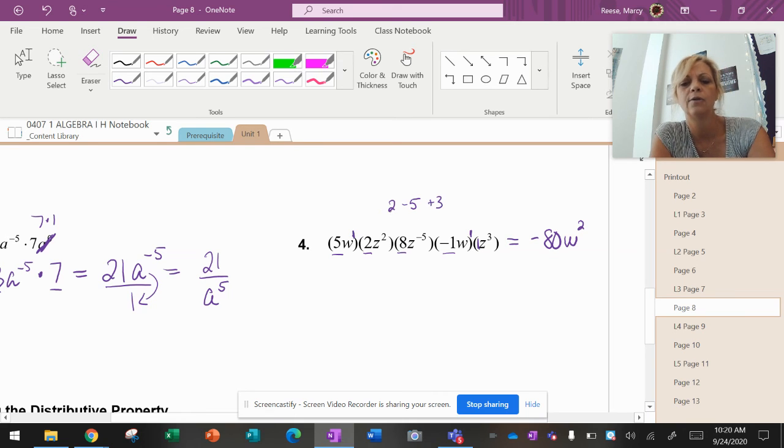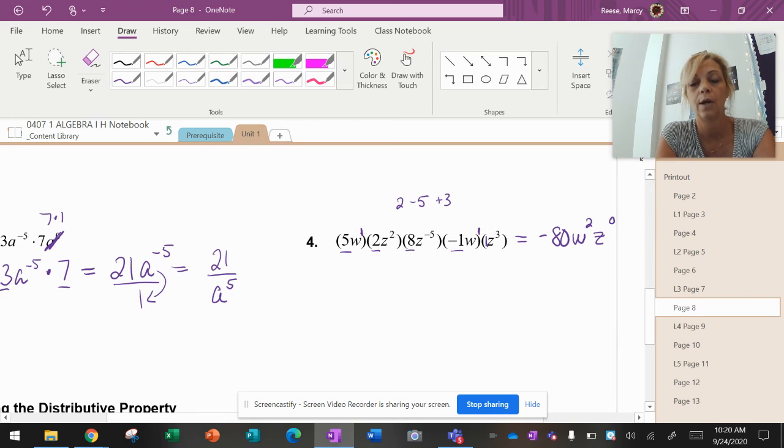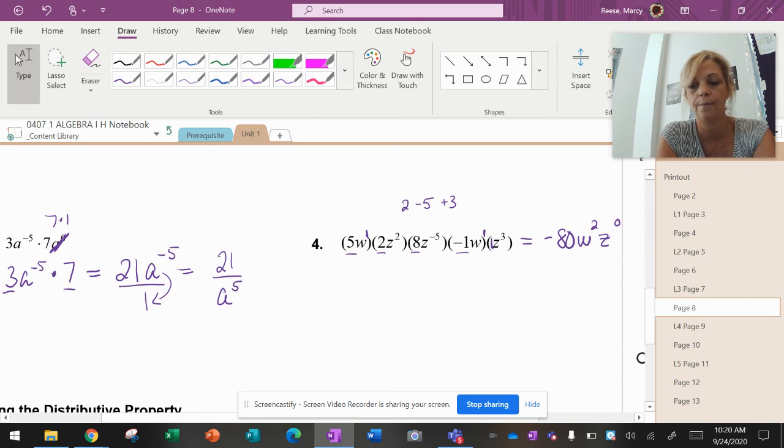So I've got 2 minus 5 is -3 plus 3. Well, that's Z to the 0 power. So anything to the 0 power turns to 1. You can pretty much just cross that out because it's going to be a 1. And there's my answer.